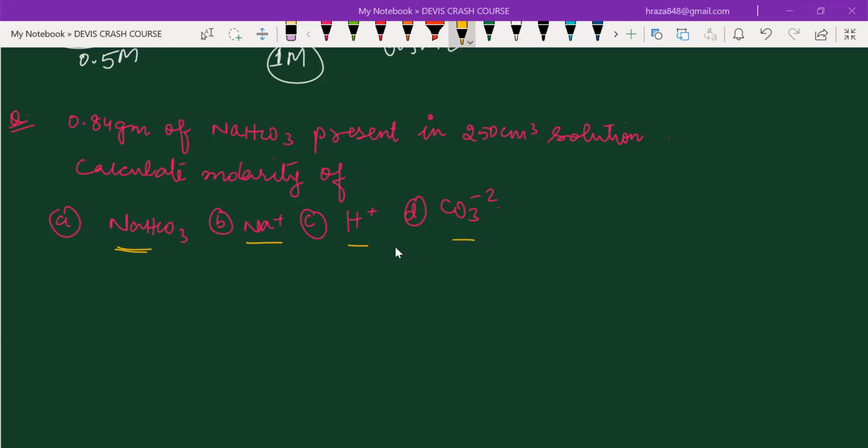Please let me know when you are done with this. All are 0.04 molarity. Just let me check. 0.84 divided by 84 divided by 50. The equation you got earlier.